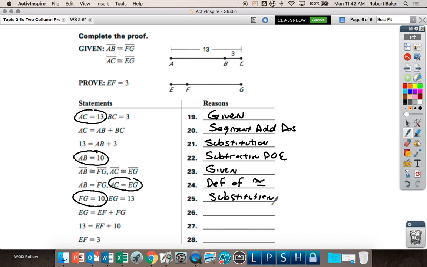Again, that is the segment addition postulate. Substitution again. Simplify is when it happens on one side of the equal sign. Subtraction is when it goes across both sides. Yeah, a lot of different steps there.